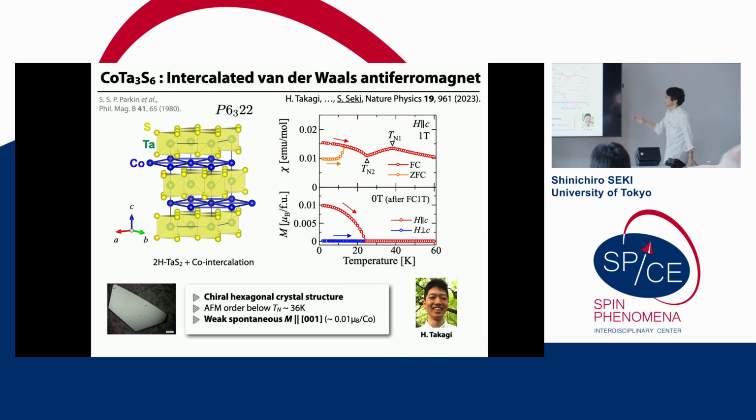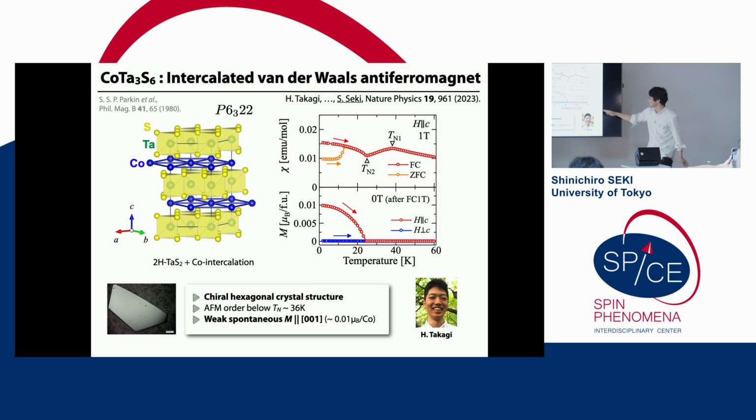This cobalt-tantalum sulfur compound was originally discovered by Professor Stuart Parkin more than 40 years ago. Recently, it has been classified as a member of the so-called intercalated van der Waals materials. This is the crystal structure of this system. Basically, cobalt magnetic ions are intercalated in the van der Waals gap of two-dimensional TaS2. This crystal structure is characterized by space group P6322, which means that this is a chiral hexagonal crystal structure system.